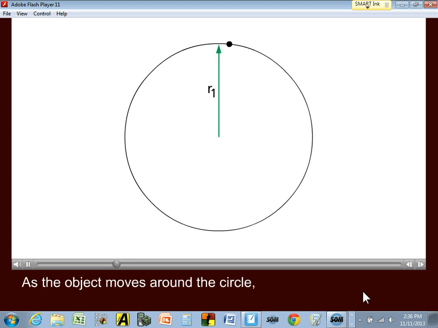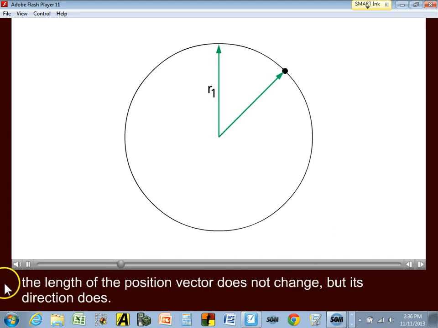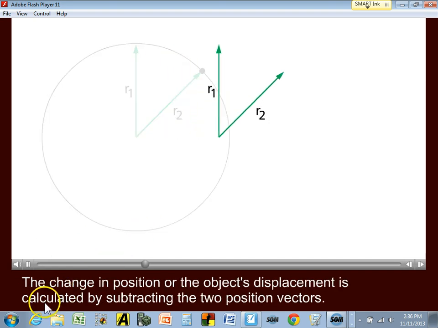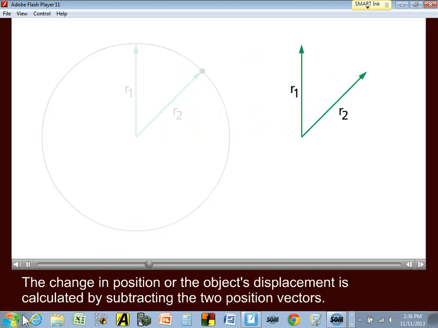As the object moves around the circle, the length of the position vector does not change, but its direction does. Keep in mind that the position vector then is a length, it's a distance. It's measured in meters or some variation on that. To find the object's velocity, you need to find its displacement vector over a time interval. The change in position, or the object's displacement, is calculated by subtracting the two position vectors.